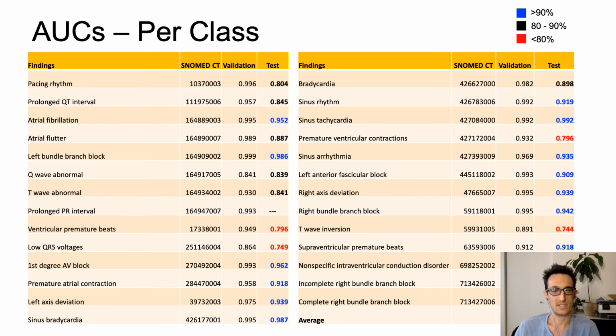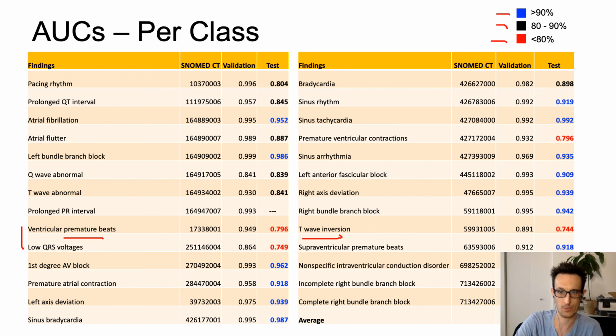This slide shows the breakdown of the AUC values per class. Here I've color-coded these, so blue shows an AUC over 90, black is between 80 and 90, and then red is a class that could use improvement with an AUC less than 80. We can see that for some of the classes, like low QRS voltages, premature beats, as well as things to do with T-wave inversion, here the classifier could use some improvement.